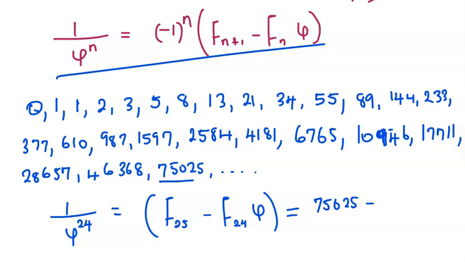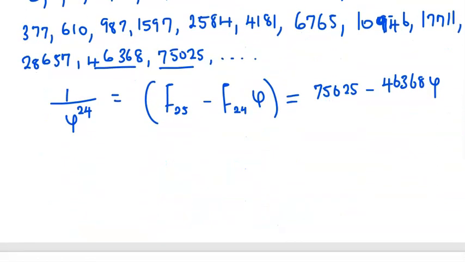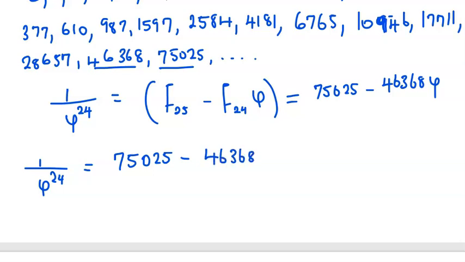The f of 24 in this case is exactly, yes, this one right over here, 46368, then multiplied by the golden ratio. So all we need to do now is to do our nice simplification. So we have 1 over phi to the power of 24 will be equal to 75025 minus 46368 multiplied by the golden ratio, which is 1 plus root 5 divided by 2.